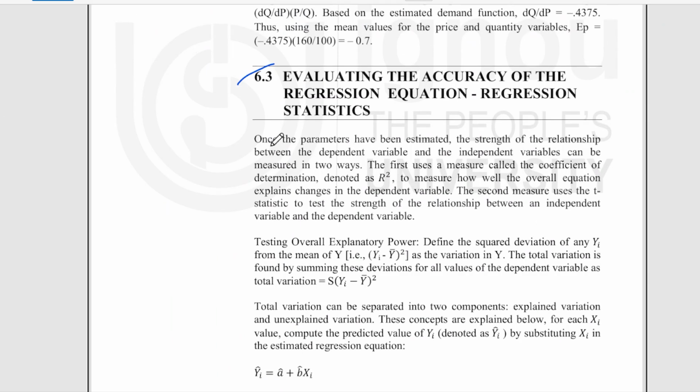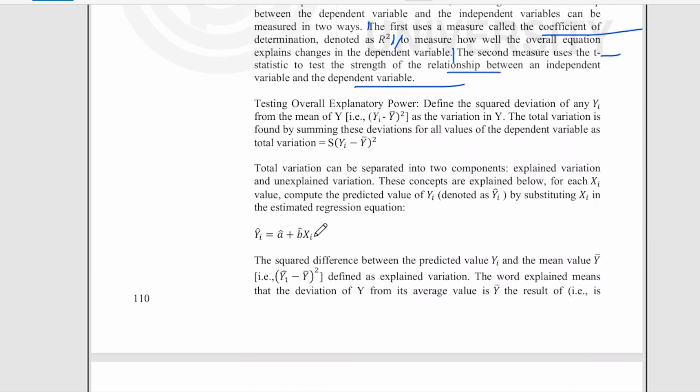Once the parameters have been estimated, the strength of the relationship between the dependent variable and the independent variable can be measured in two ways. The first uses the measure called the coefficient of determination, denoted like this, to measure how well the overall equation explains change in the dependent variable. The second measure uses the t-statistic to test the strength of the relationship between an independent variable and the dependent variable.